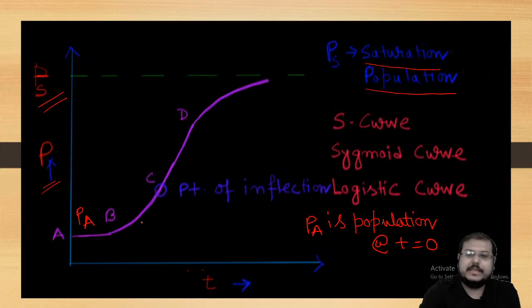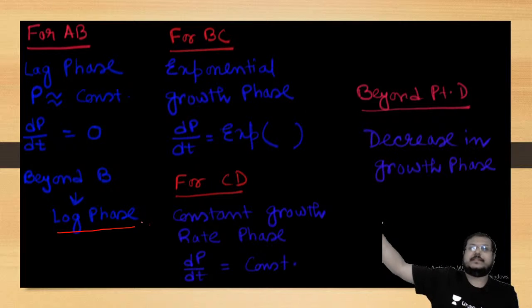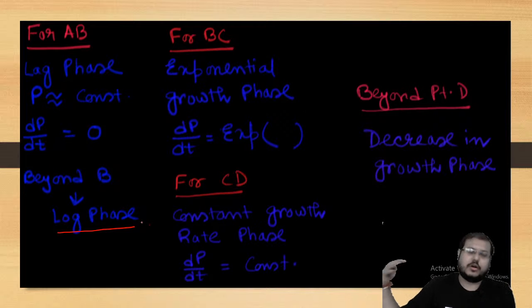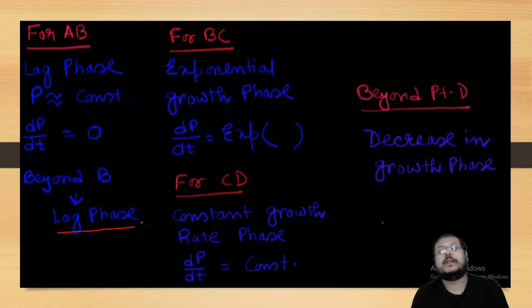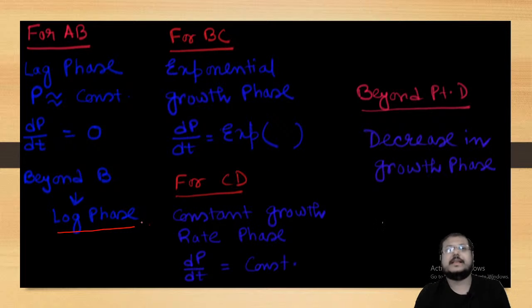Now, when they are getting confident, in segment BC they will grow their numbers exponentially. Today if it's 2, tomorrow it's 4, then 8, then 16, then 32, or whatever the power may be. Here dP/dt is an exponential function, and it will go up to point C. Segment BC is showing the exponential growth phase. Is it clear?